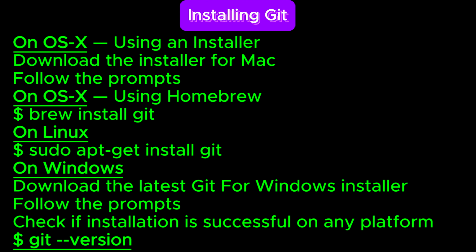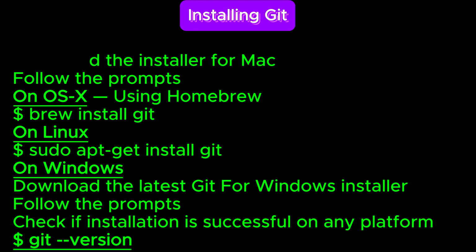So next is Windows. You can just download the latest Git for Windows installer and follow the prompts. I mean, it's a dialog box, just next, next, next. And then, to verify that Git is installed, you can use the command git --version. If it is showing your version, then it means it is installed on your system.